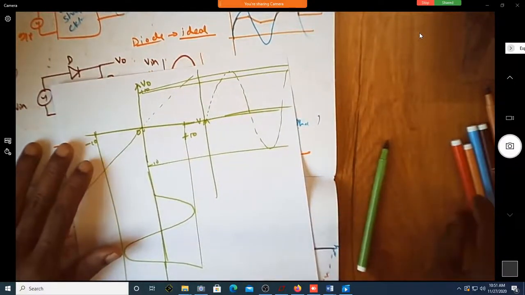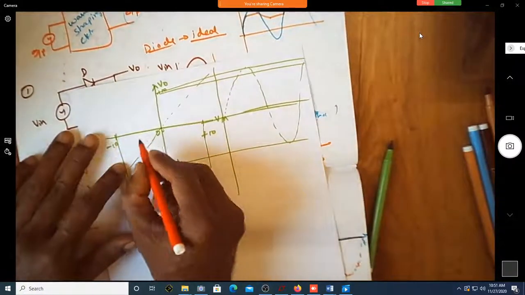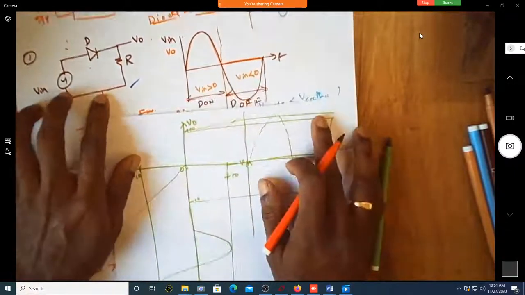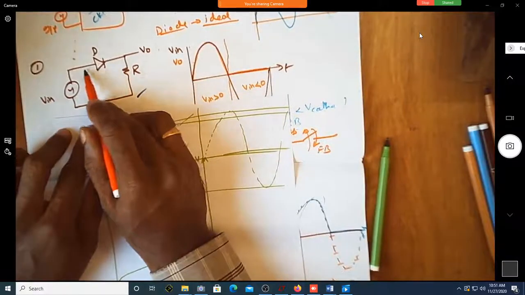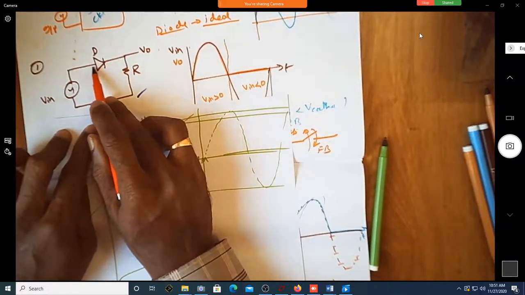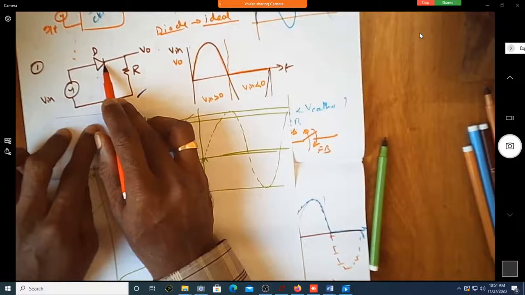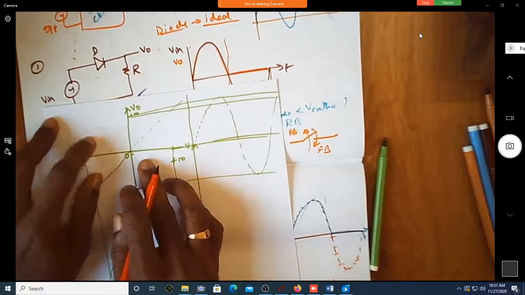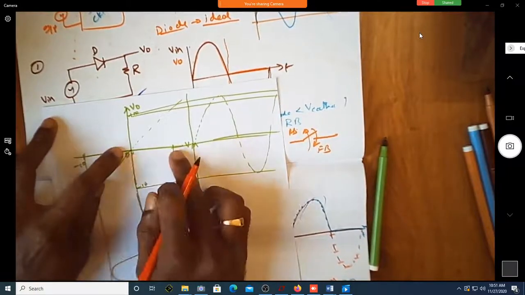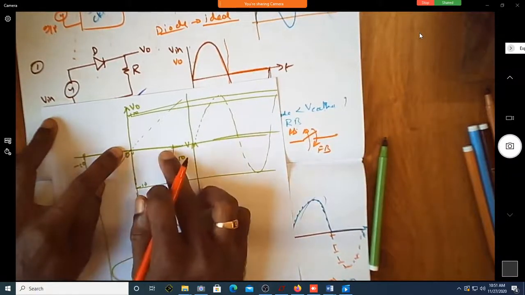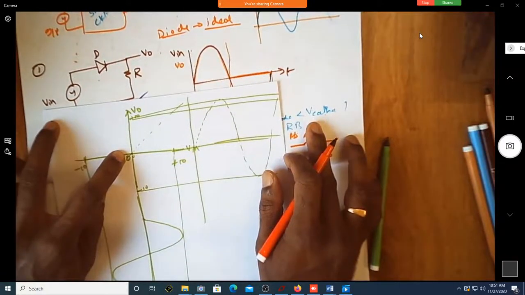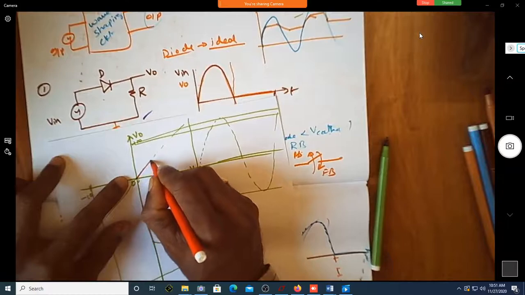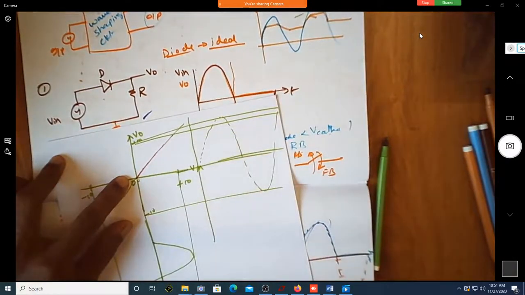Now let us assume that I have a transfer characteristics. What's happening here? In this particular case, during the positive half cycle, the diode is short circuited. This is anything above 0. At this point, is the output equal to input? Yes. So shall I write it on this line itself?